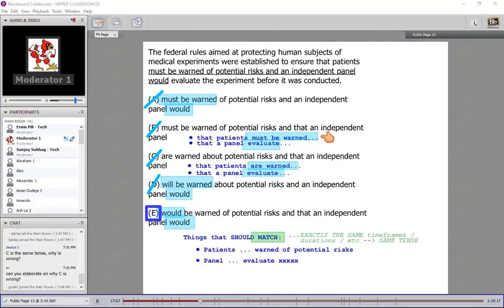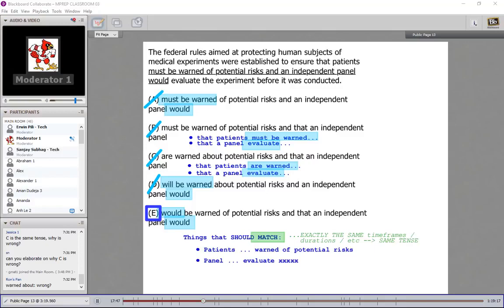This one, sorry, rather, is just a regular present tense. Give me a smiling face if that makes sense. Okay, this is the regular present tense. Now, this is definitely not the regular present tense. A panel evaluates. If this was the present tense, this would be a panel evaluates. If this were the present tense, this would be a mismatched subject and verb. So these are not the same.